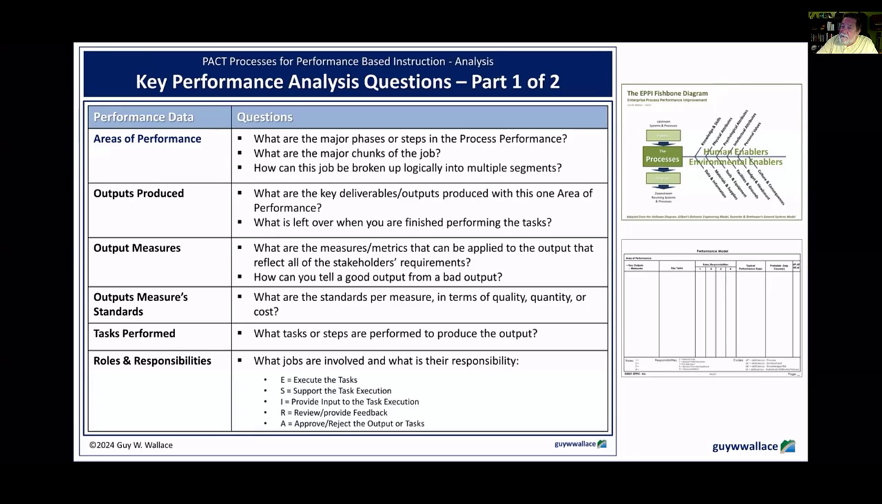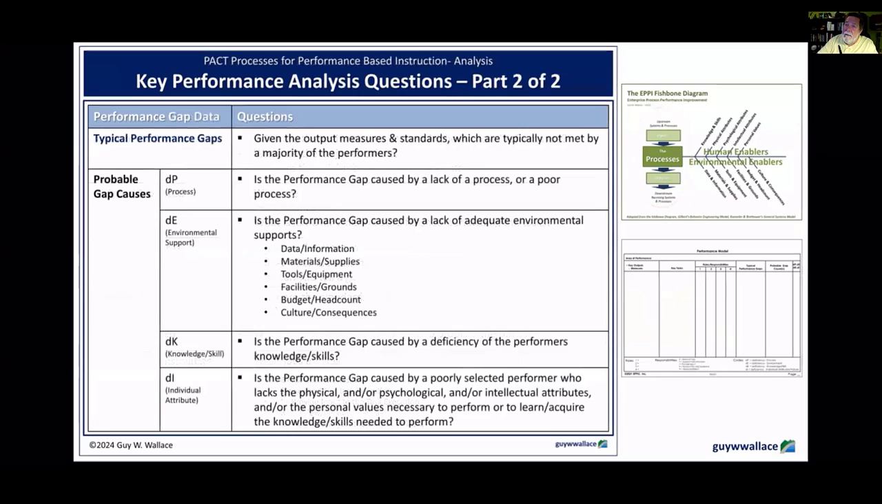So these questions here relate to the ideal performance, which is generally around what's circled there in red. And this next page, part two, is about the gap analysis. That focuses on the typical performance gaps, the probable gap causes, and whether that gap cause is a DP, a DE, a DK, or a DI.